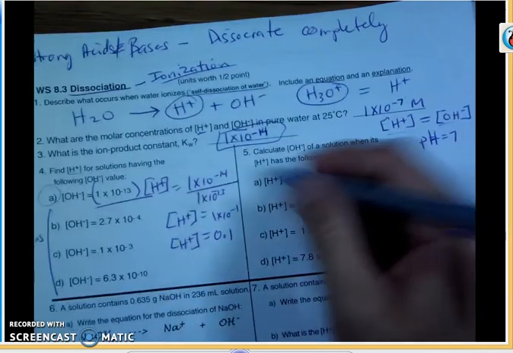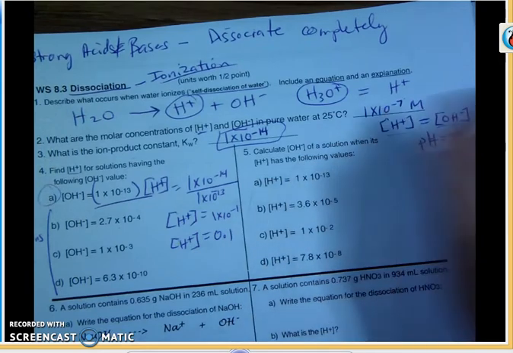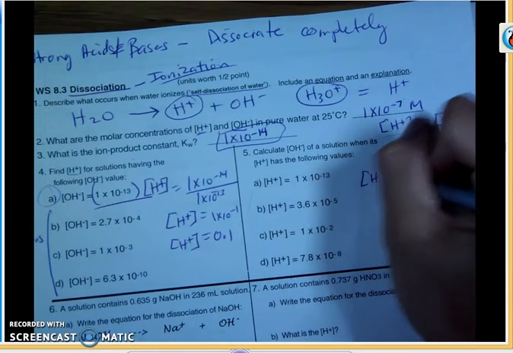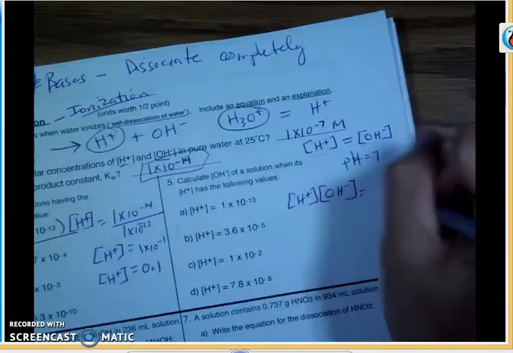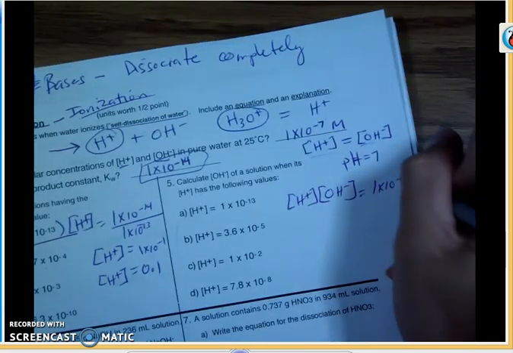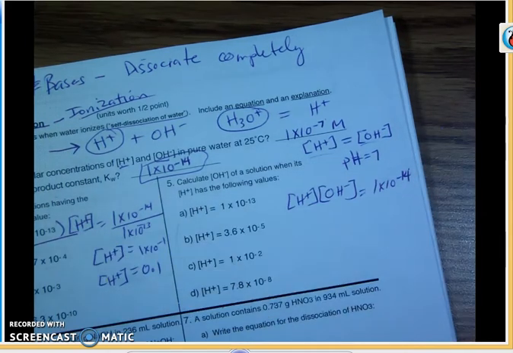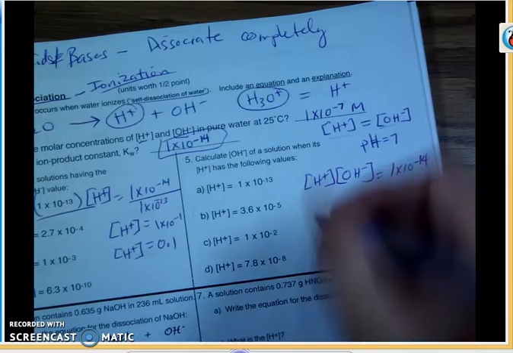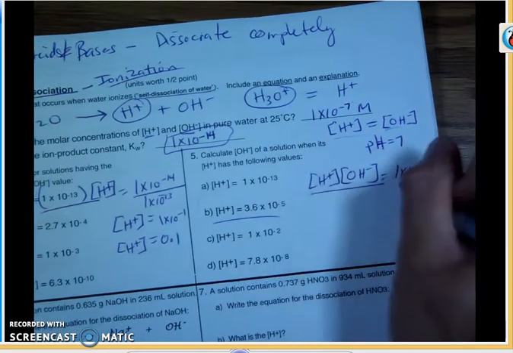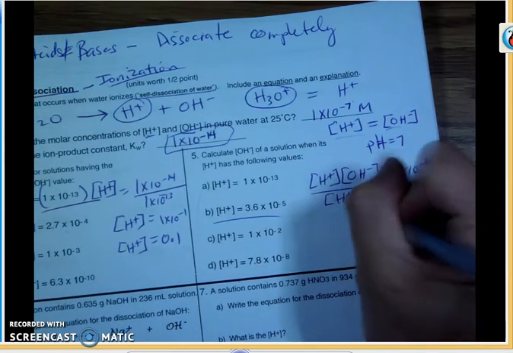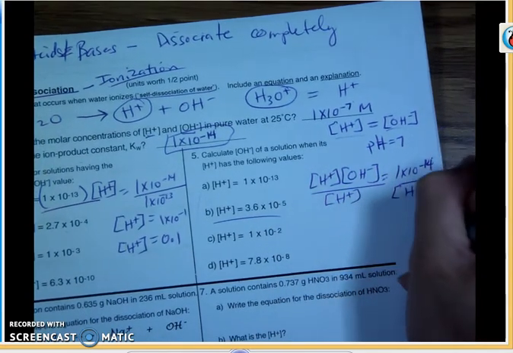Number 5 is very similar. Now we have H+. Remember, the concentration of H+ and OH minus multiplied is equal to 1 times 10 to the negative 14. That is the dissociation constant of water. Okay? And so to get OH you divide both sides by the H+. Right? There you go, that cancels out.